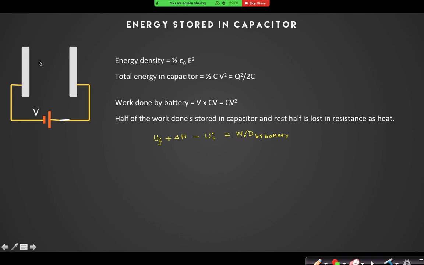Yes. The entire heat loss is half CV square.